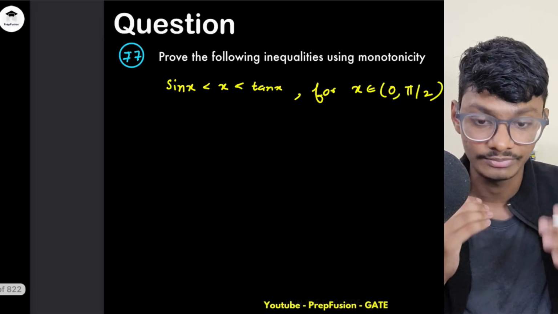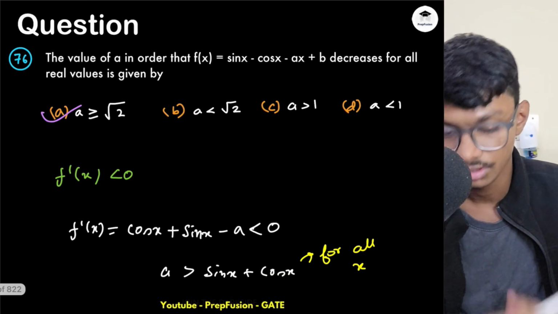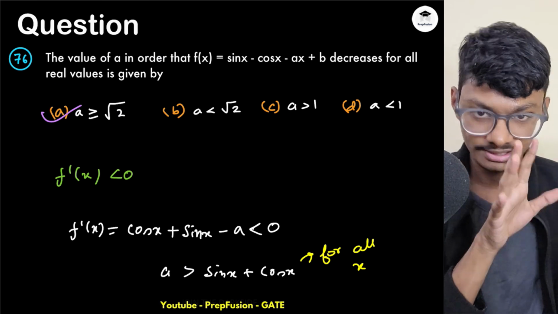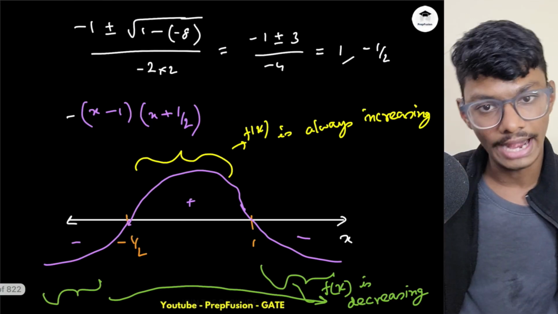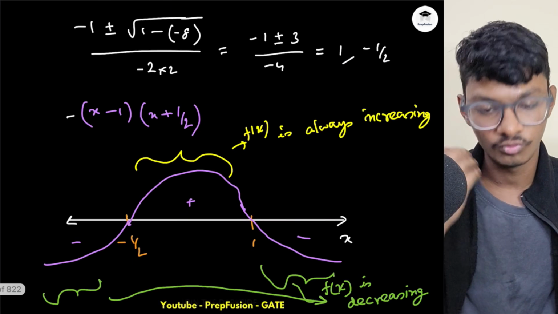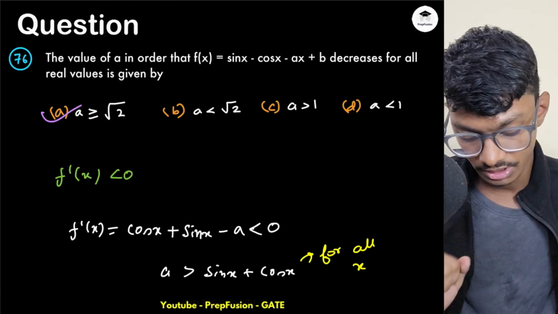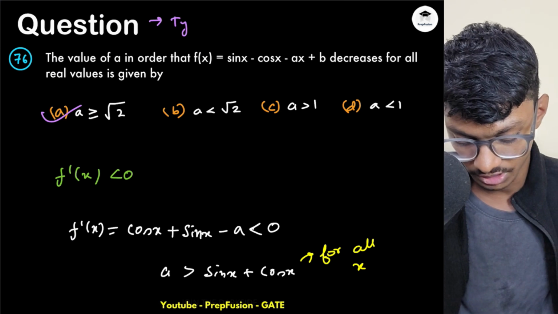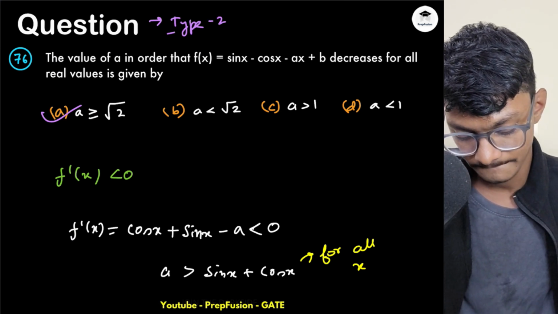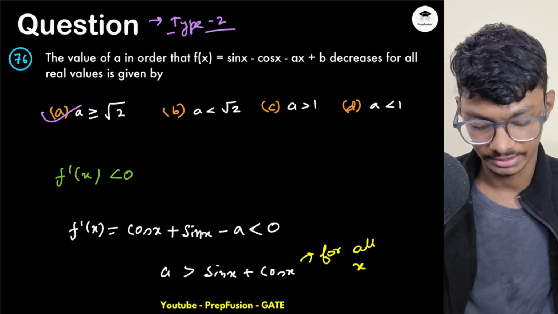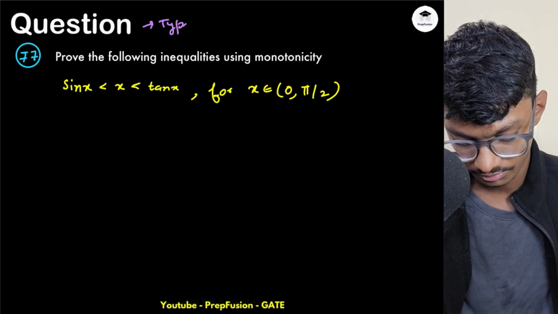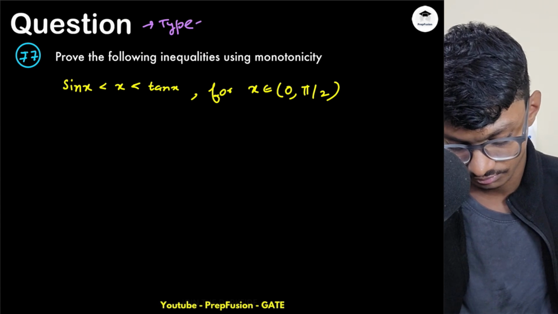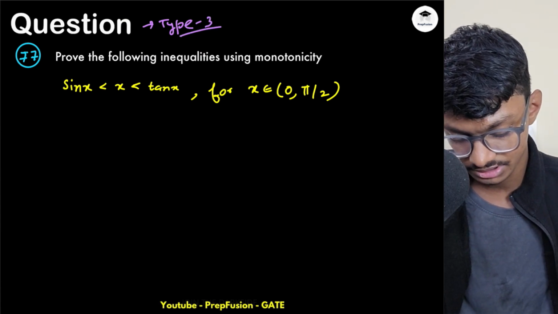Let's come to type 3 of questions. This one was pattern 2, where they told you that the function is monotonically increasing, and you have to find some parameter. Beforehand they were asking you the monotonicity of the function. Now they have told you the monotonicity and you have to find out some other parameter. And type 3, what is type 3? Type 3 is this type of inequality.